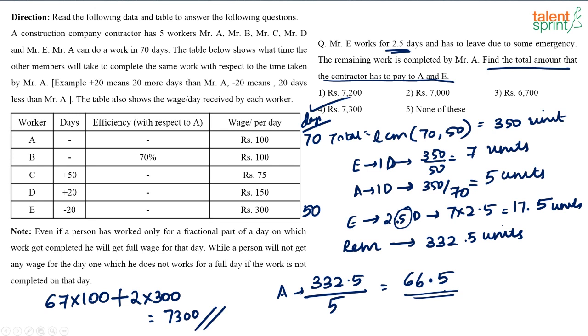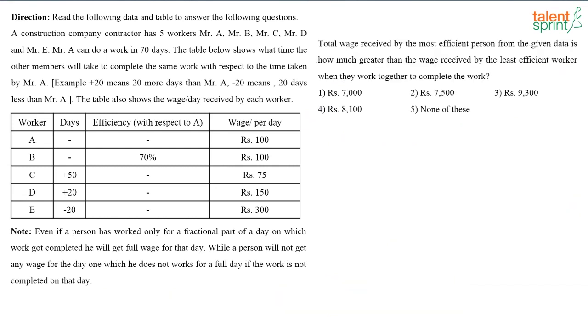Option 4. When you actually solve it, it is very, very easy to solve. Yes, everybody got the answer as 7,300. Good. Next. Now this question, if you know the first question that we solved, then solving this is very easy. It's like a subsequent question to that.